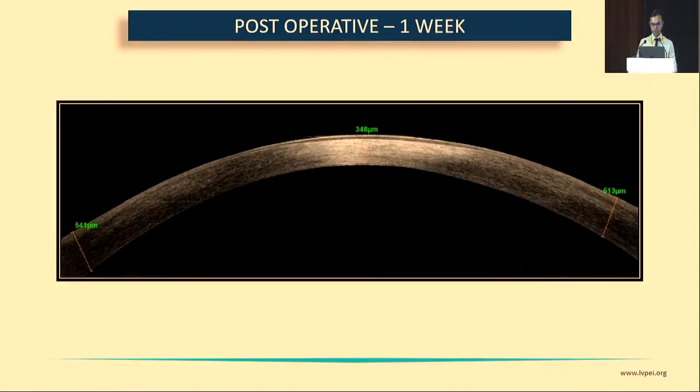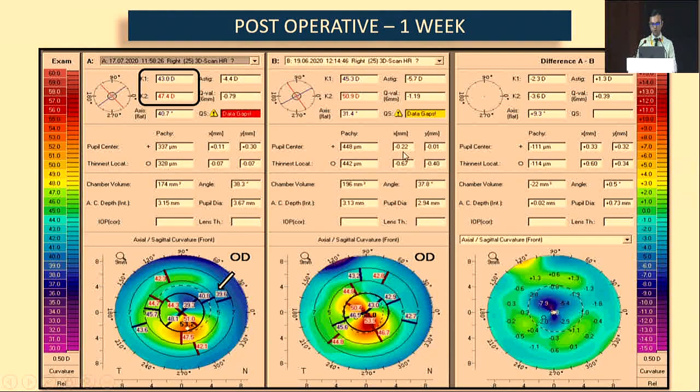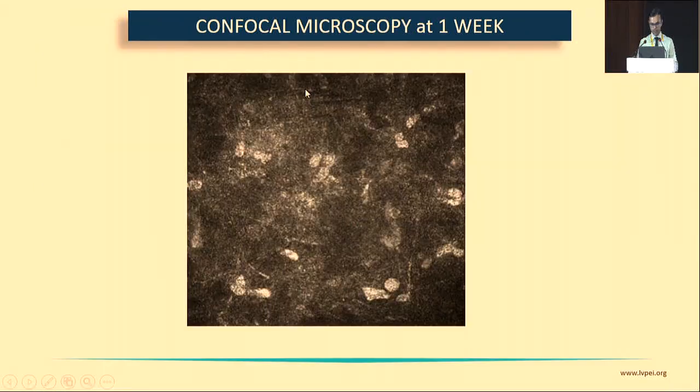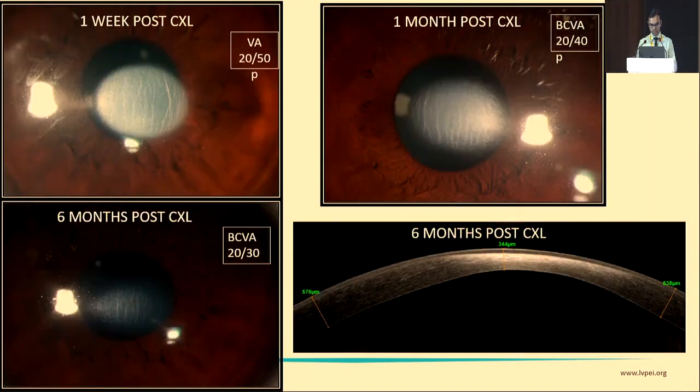The ASOCT shows hyperreflectivity where the opacity is present, and the hyperreflectivity was more in the anterior stroma compared to the posterior stroma, with a characteristic inverse dome-shaped pattern. This was the topography of the patient, which shows that there was significant corneal flattening compared to the preoperative level. The confocal microscopy shows the activation of keratocytes, but there are no inflammatory cells.